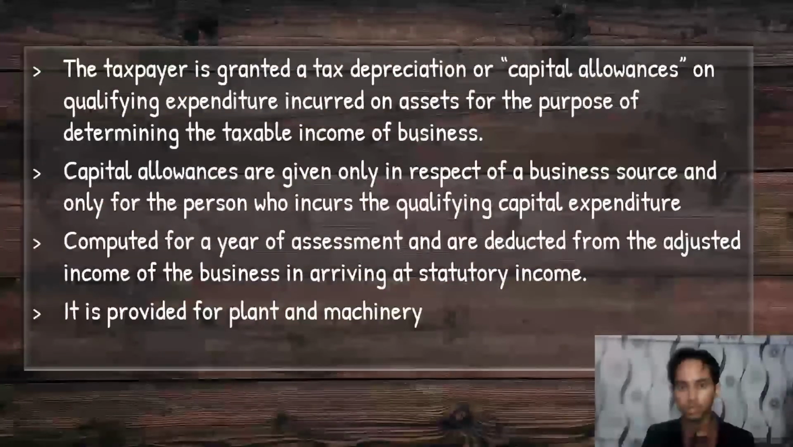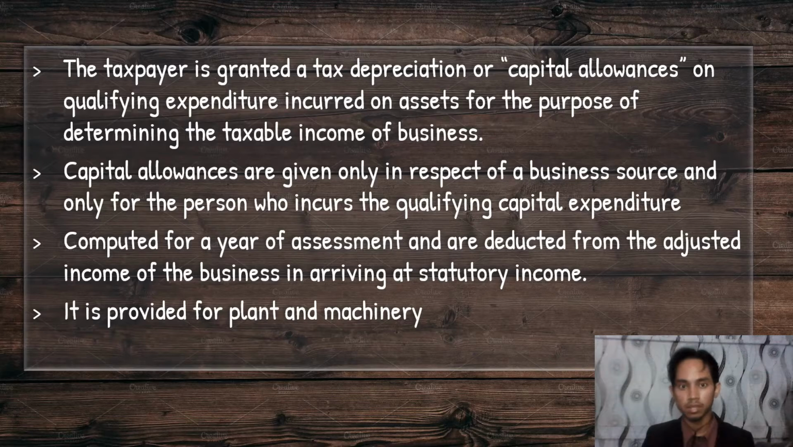The taxpayer is granted a tax depreciation or capital allowance on qualifying expenditure incurred on assets for the purpose of determining the taxable income of business. Capital allowance is given only in respect of a business source and only for the person who incurs the qualifying capital expenditure. It is computed for a year of assessment and is deducted from the adjusted income of the business in arriving at statutory income. And it is also provided for plant and machinery only.